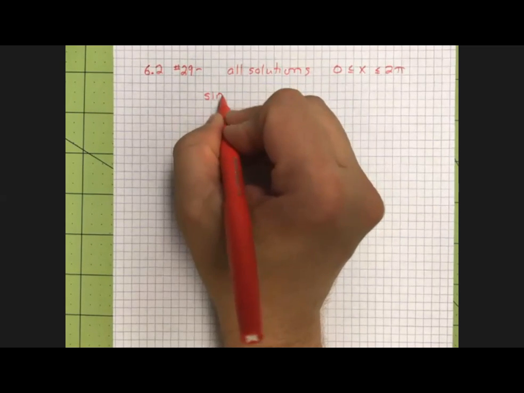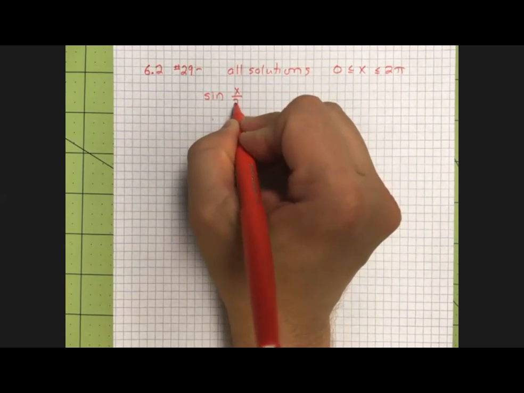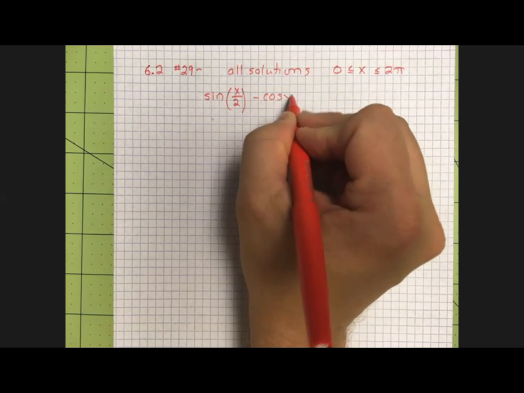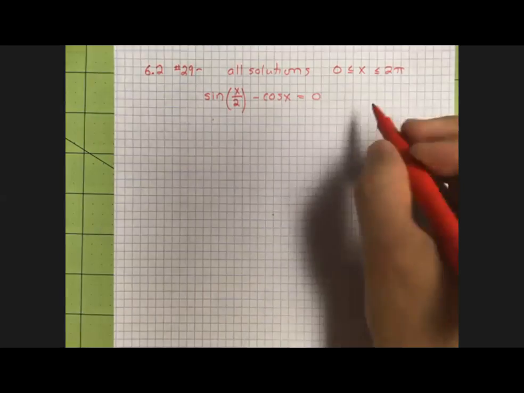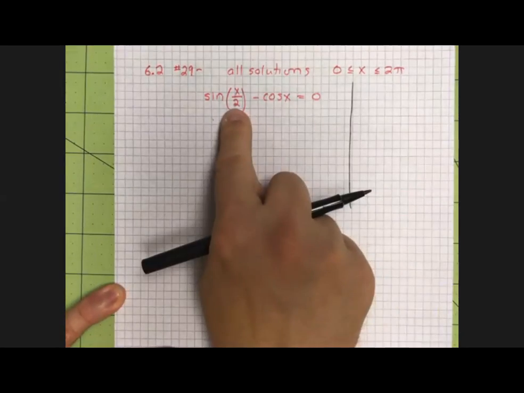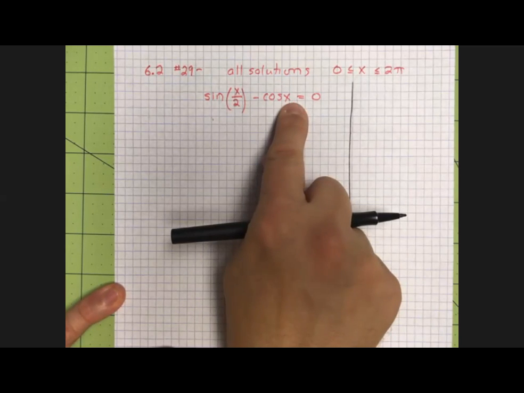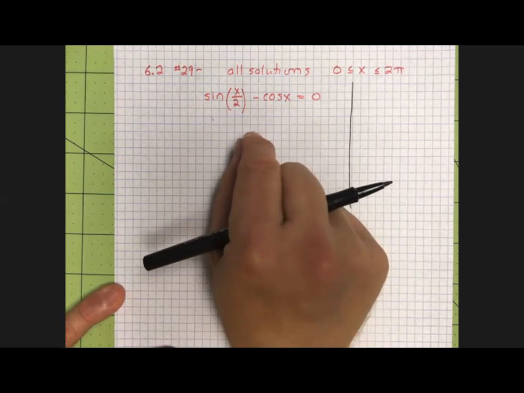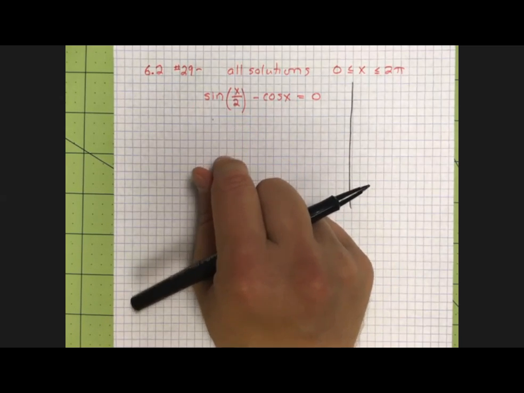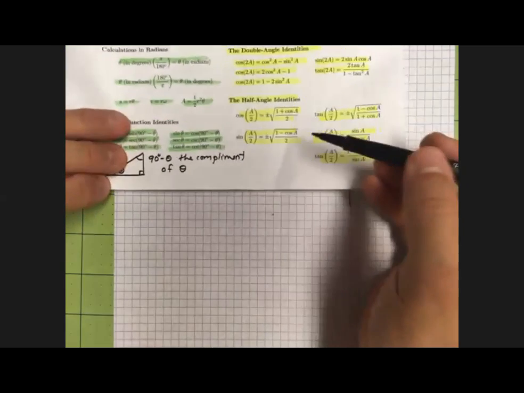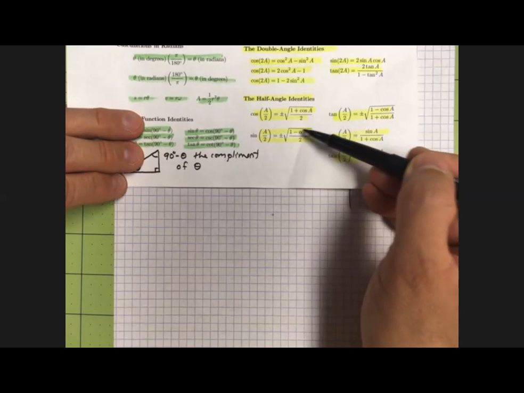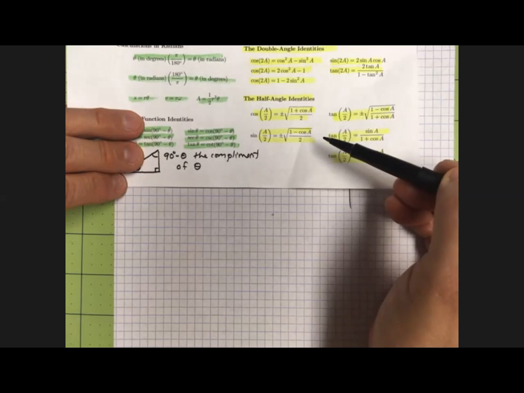Sine x over 2 minus cosine of x equals 0. Okay. I can't have this half angle and full angle. I have to resolve this so that I'm only talking about one angle. So let's get out our sine of half angle formula: plus or minus the square root of (1 plus cosine a) over 2.